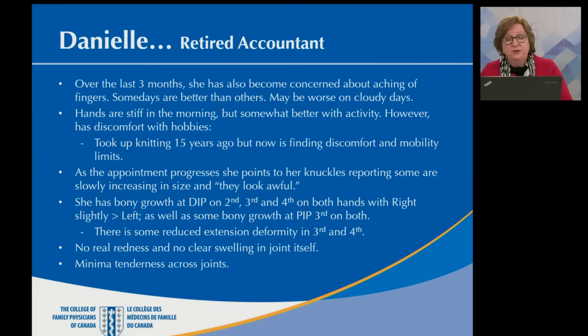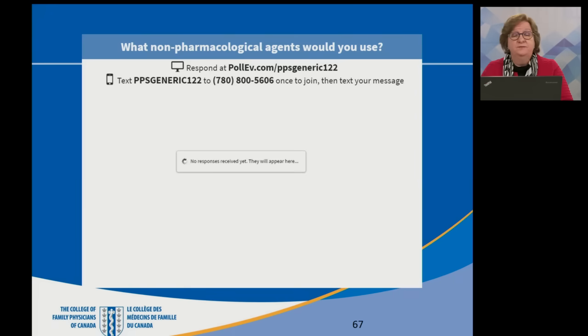As the appointment progresses, she points to her knuckles and feels that they are starting to increase in size. And she's noticed some bony prominences at the distal interphalangeal joints on the second, third, and fourth finger. No redness and no swelling. So is there some early osteoarthritis of her hands? What kind of non-pharmacological interventions could you use?